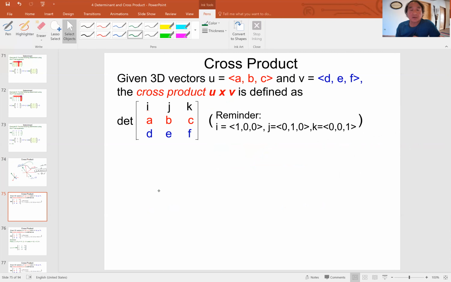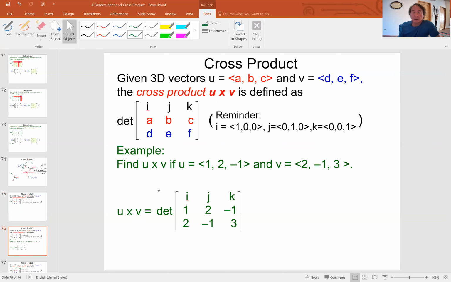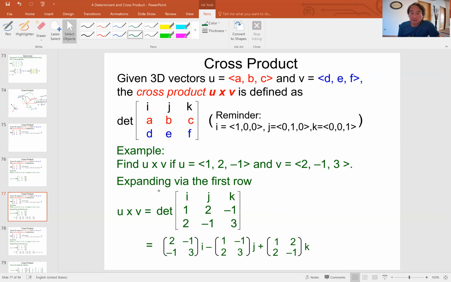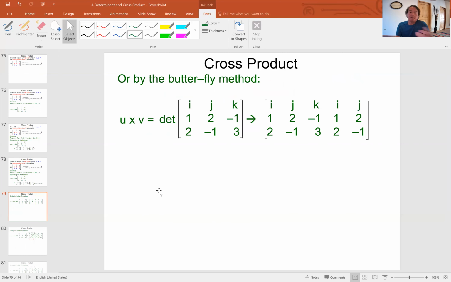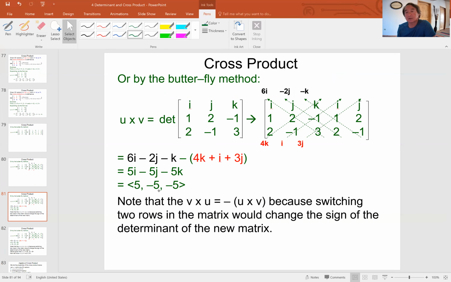We put i, j, k on top as the first row. The i, j, k over here are vectors, and A, B, C, D, E, F are numbers. So the first row actually consists of vectors. You can do it by first row expansion, and you get a vector. Or you can do the butterfly method, where you add all the terms on top and subtract all the ones on the bottom. It's the same thing.